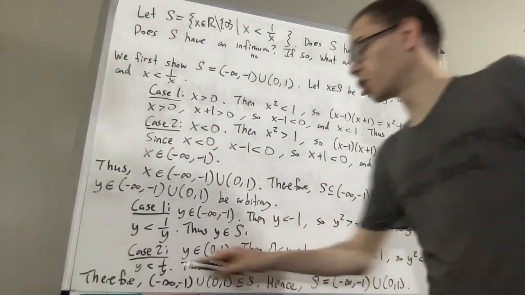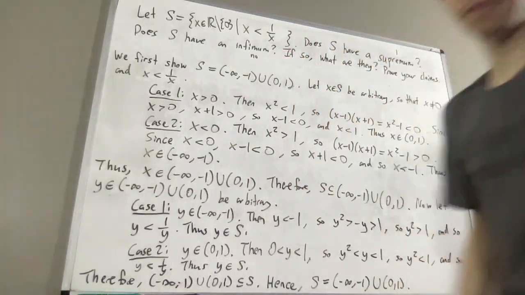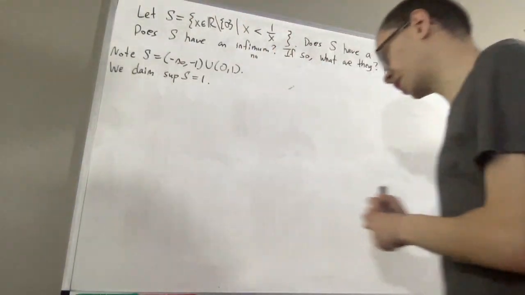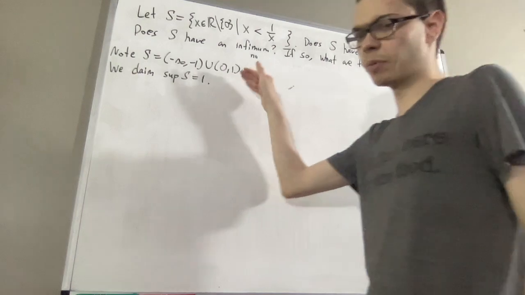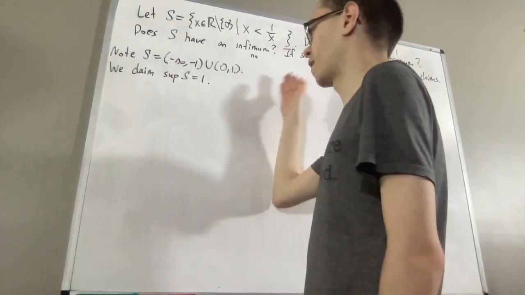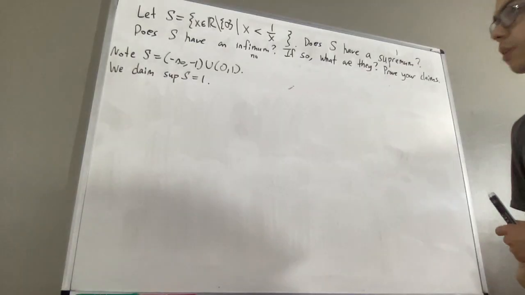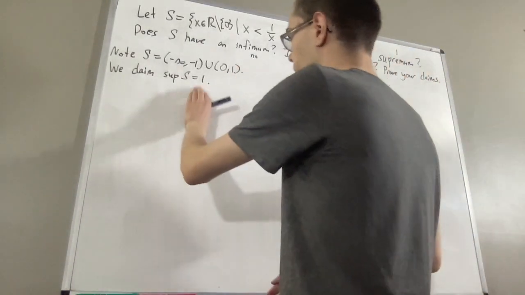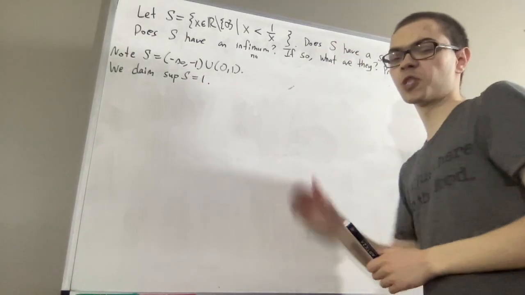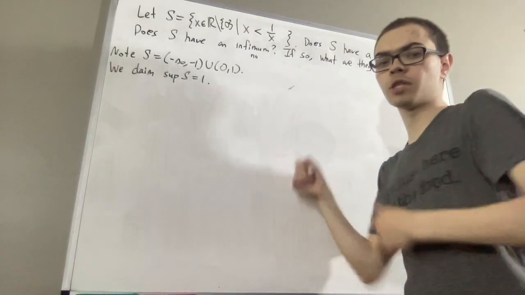So now we're going to show that the supremum of the set is 1, and the infimum of the set does not exist. So we claim that the supremum of S is equal to 1. Now notice 1 is not an element of S. So we'll have to prove this from the definition. Well, maybe we don't have to, but we're going to prove that 1 is the supremum of S from the definition of the supremum. So, we first want to show 1 is an upper bound of S. To do that, we're trying to show for every x in S, x is less than or equal to 1. So let's give ourselves an arbitrary x in S.